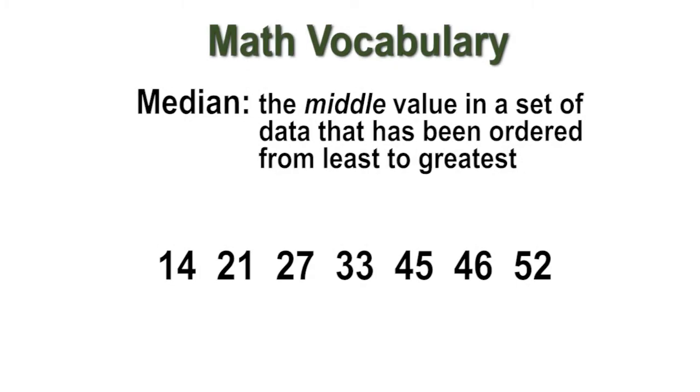The median is the middle value in a set of data that has been ordered from least to greatest. For example, look at this list of values. The median is 33. There are 3 data points to the left of the median and 3 data points to the right of the median. 33 is the middle value. The median is only representative of a data set if the distribution of the data is symmetric. Otherwise, it may be skewed by outliers.